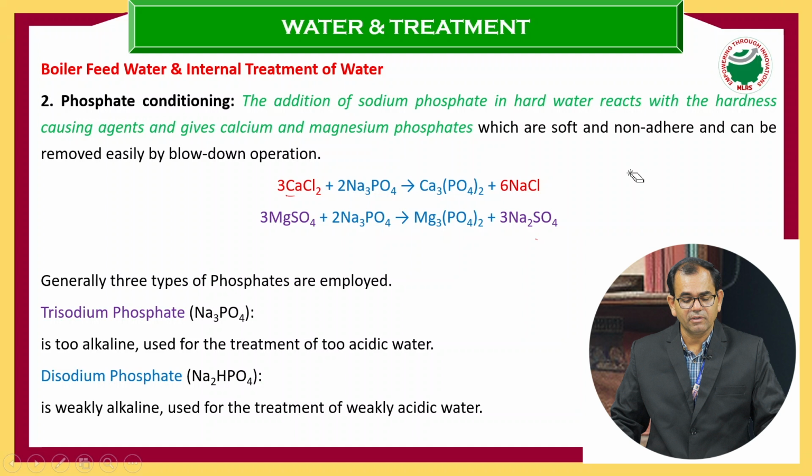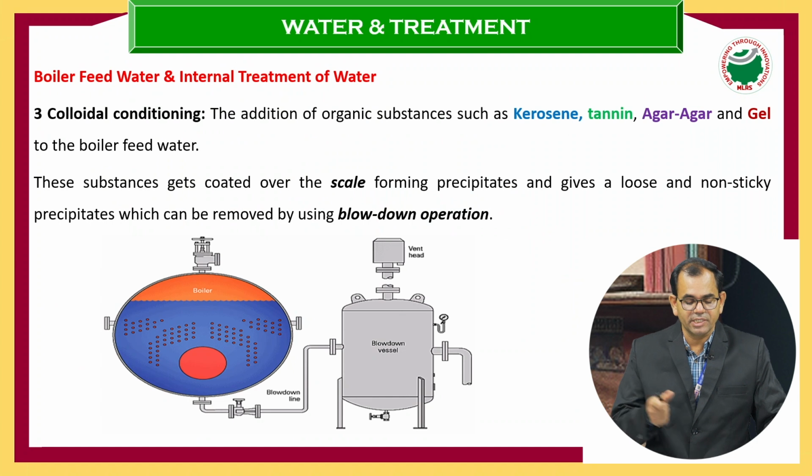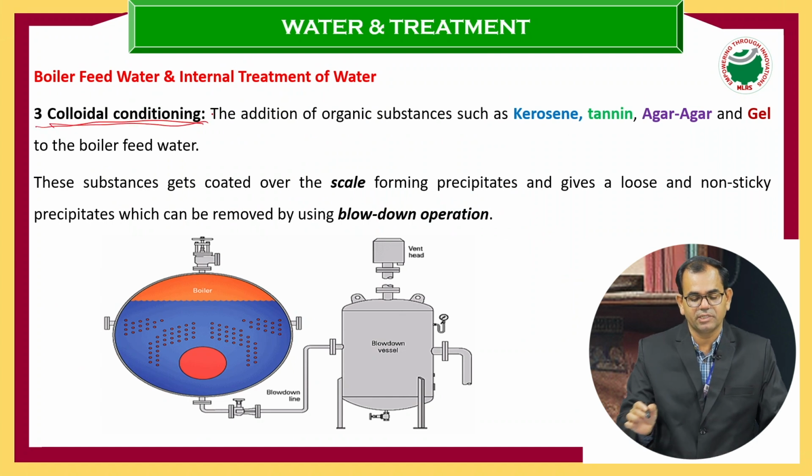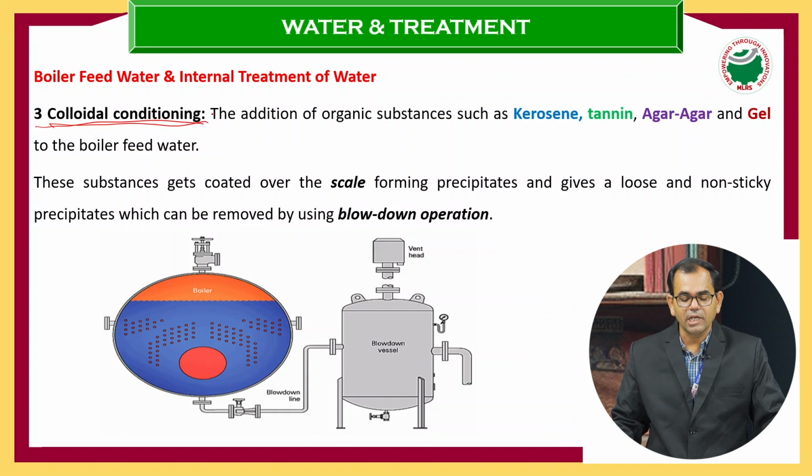Now after finishing this phosphate conditioning, there is a third internal treatment method, that's nothing but Calgon conditioning, as it is mentioned here, 3. Calgon conditioning, colloidal conditioning. Colloidal conditioning is very simple. There is not much chemical reaction or chemical usage involved in this.